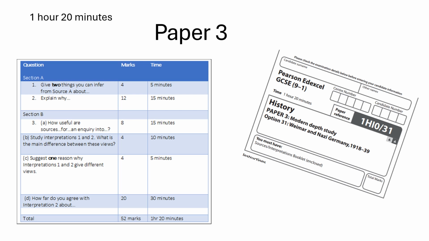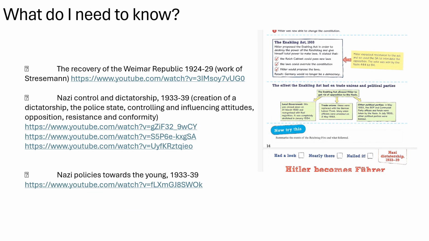There are three broad topics that you need to know for this PPE. The first one is the recovery of the Weimar Republic from 24 to 29. So that's looking around the work of Stresemann. The second one, which is a larger topic, is Nazi control and dictatorship from 33 to 39. So that's the creation of a dictatorship. So we're talking about the Reichstag fire and the Enabling Act.